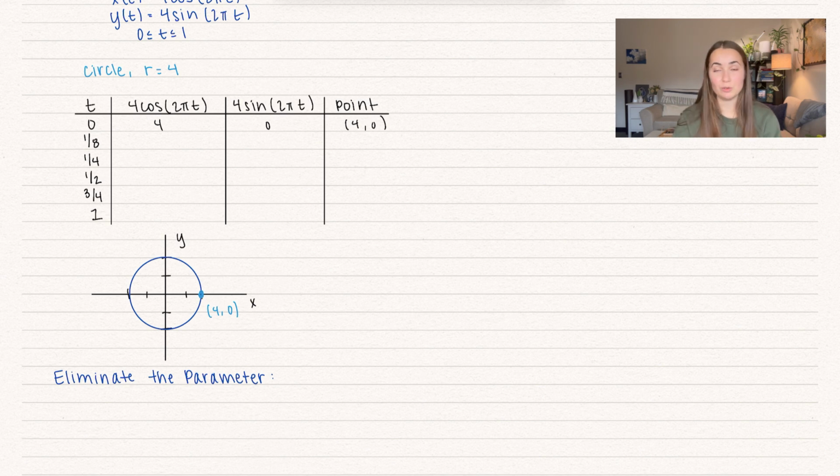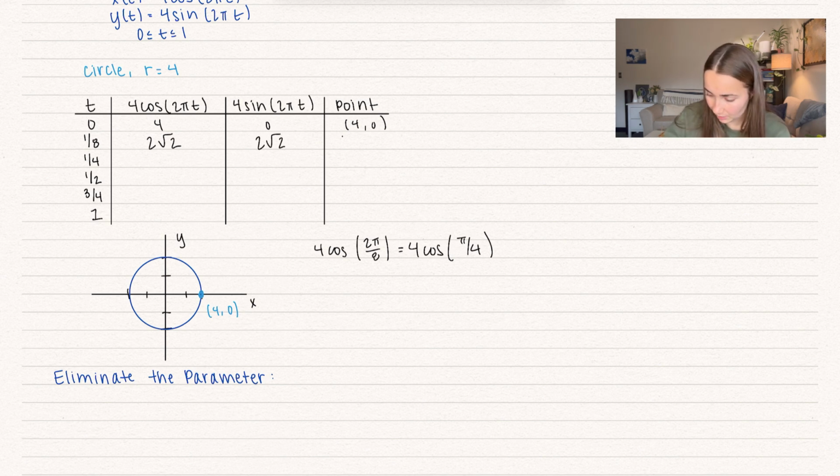First we have time is equal to 1/8. So we get 4 cosine of 2 pi over 8. That is equal to 4 cosine of pi over 4. Cosine of pi over 4 is root 2 over 2. If we multiply that by 4, we get 2 root 2. Sine of pi over 4 is the same thing, so we get 2 root 2. And so this is going to be our next point. So if we were to graph it out, that would be about right here. So now we can see the direction that we're moving. We're moving towards a counterclockwise orientation, right?